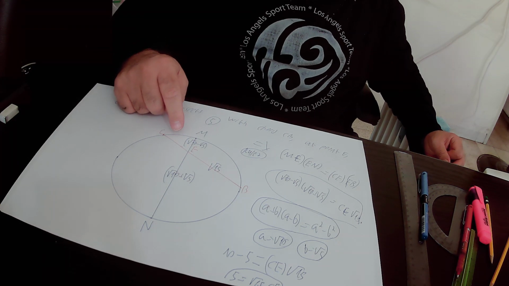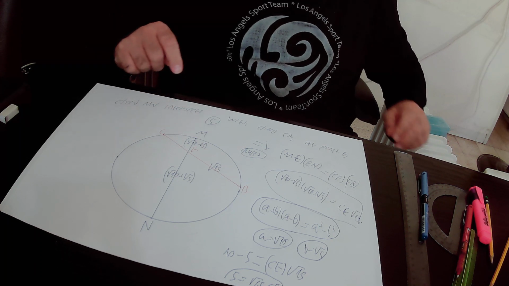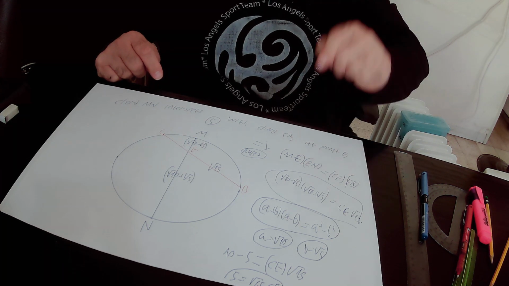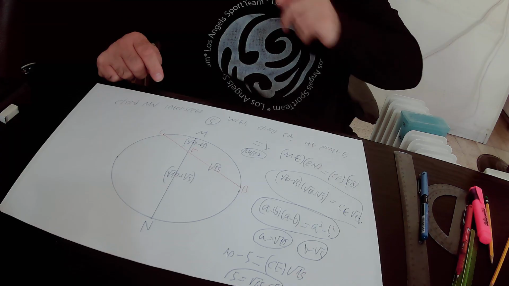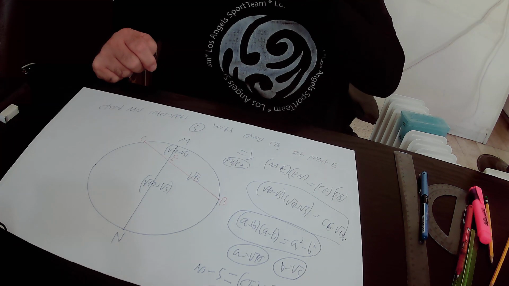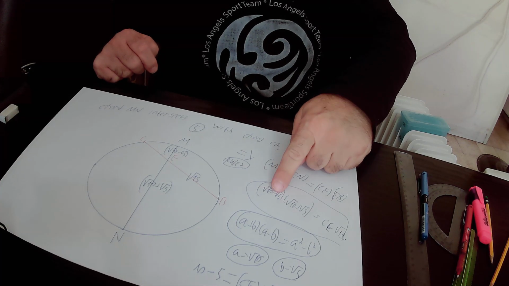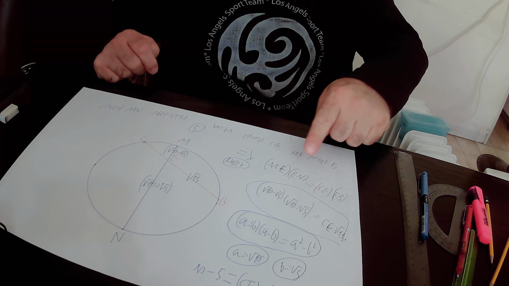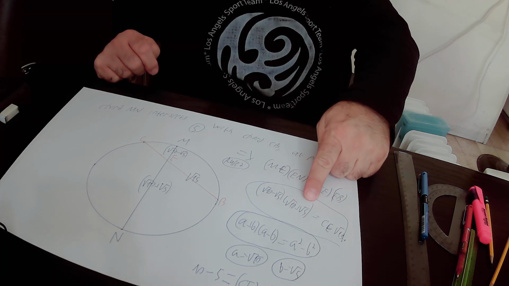The only missing line segment is line segment CE. So we put the data inside this equation, according to rule number 2. ME equals the square root of 10 minus the square root of 5. NE equals the square root of 10 plus the square root of 5.